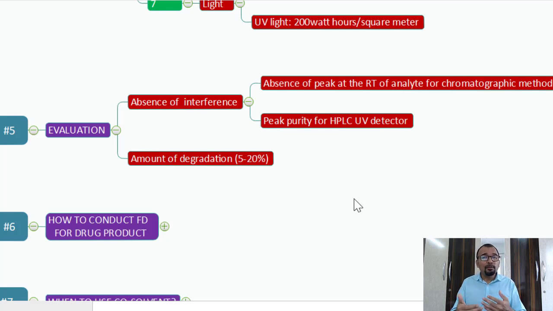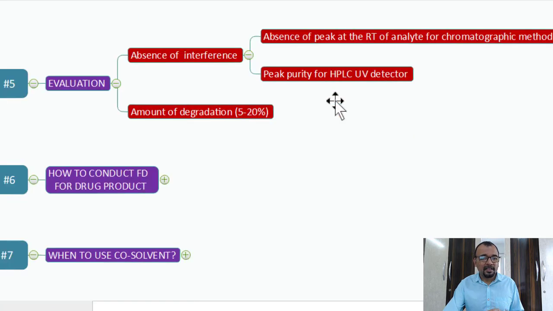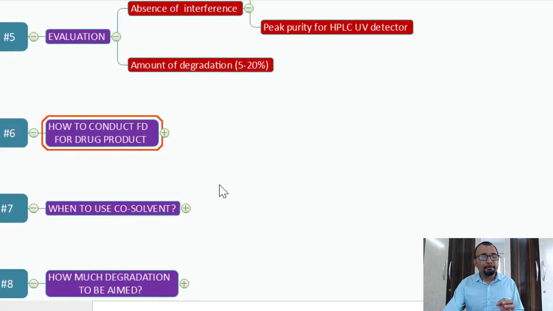But you need to prove with documented evidence that we have started with the mild conditions and reached the very strong conditions, still we could not achieve any degradation. That is absolutely acceptable and it's possible for some molecules like metformin. But try to achieve at least 5 to 20 percent degradation in any one of the above different 7 conditions. Then how to conduct forced degradation for the drug product?